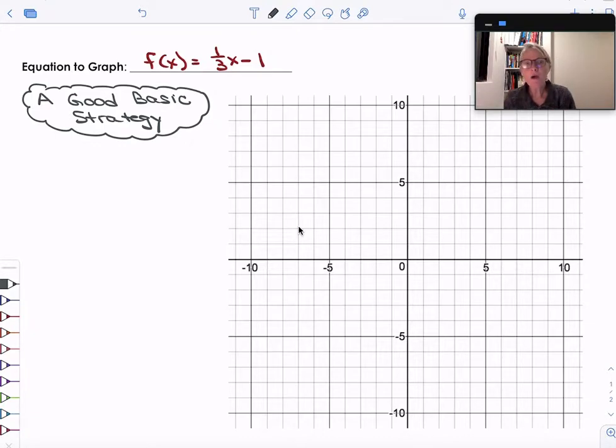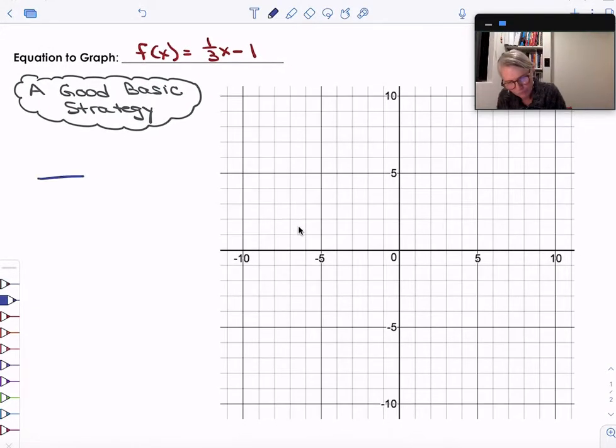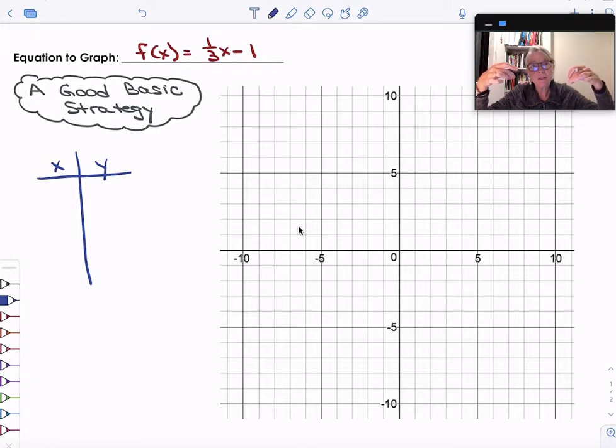In this video, we're going to walk through a good basic strategy that you can use to graph any function, any equation that comes your way. And the key to this good basic strategy is to just create a table of values. So I'm going to start by making myself a little table. X and Y values. And the nice thing about an equation, about a function, is I can pick values for X, input them into the equation, boop, boop, boop, and it's going to calculate Y for me.